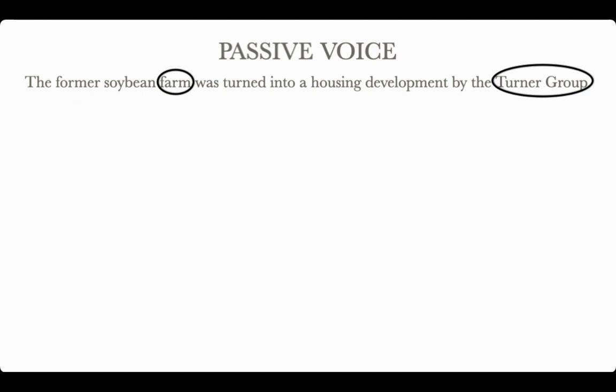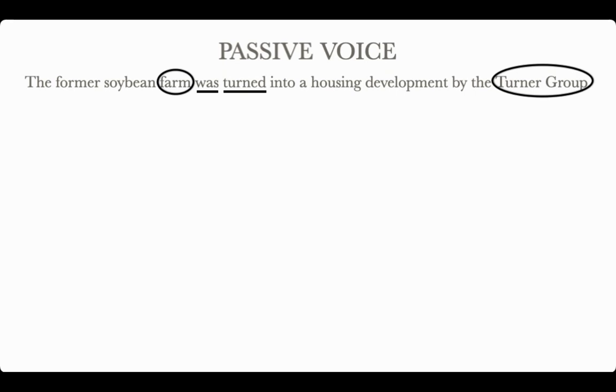Sentences in passive voice contain the correct form of the helping verb "to be" in addition to a past participle. In the previous example, the one we just read, "was" is the helping verb, and "turned" is the past participle: "was turned."